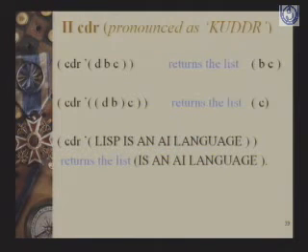Third example, CDR of the quoted list Lisp is an AI language. Now the list which is given as an operand to the function CDR has five symbols, five elements. The first element is to be dropped for the purpose of taking CDR, therefore Lisp is dropped, and whatever is left within the list is returned as a list. So CDR of the quoted list Lisp is an AI language returns the list is an AI language.